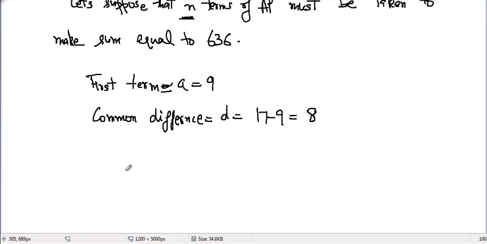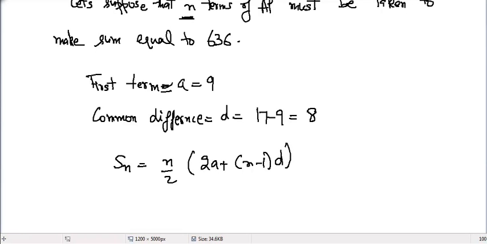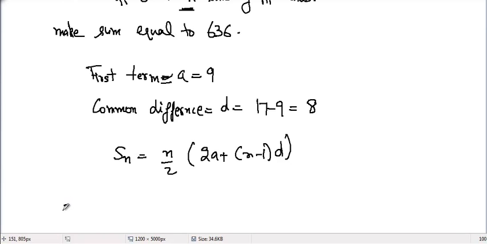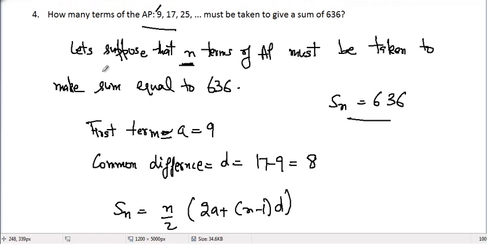Now we also have a formula for the sum of n terms of an AP, which is equal to n divided by 2 times (2a plus (n minus 1) times d), where a is the first term of the AP and d is the common difference, and S_n is the sum of n terms of the AP. Now we just need to fill in the values in this formula. We already know the sum of n terms of the AP is equal to 636 because we have supposed it here.